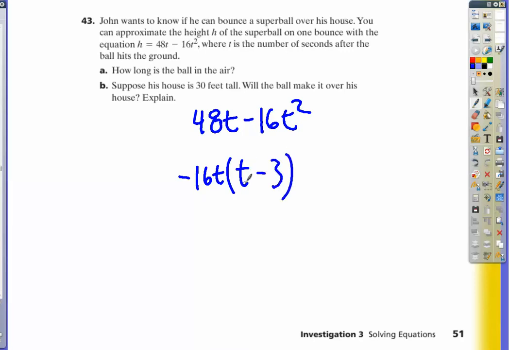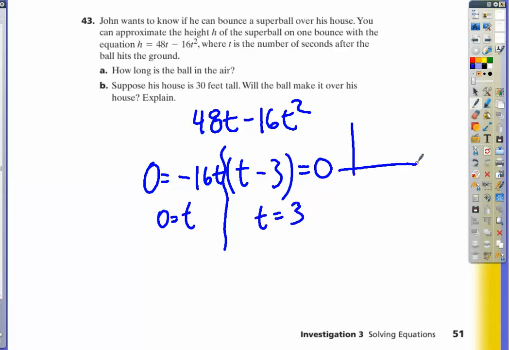And that gets me positive, makes it a little bit easier. And at the x-intercepts, the y value is 0. So I'm going to break it apart into its pieces, and I get t is equal to 0, no big shock. 0 seconds it's on the ground, right? And it is in the air for 3 seconds. Well, if it's in the air for 3 seconds, that means its maximum is at 1.5 seconds.